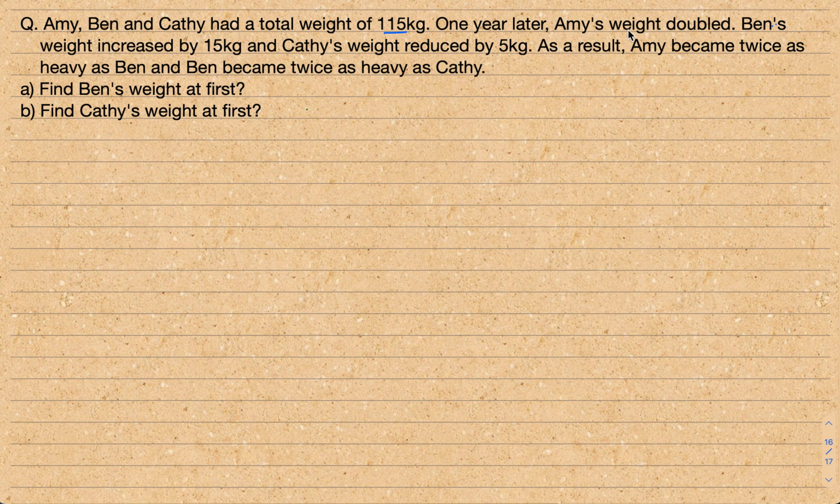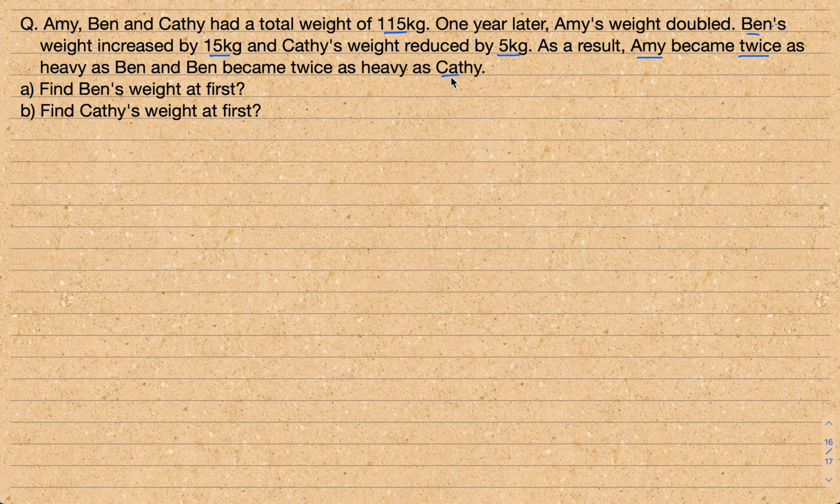So that means there is an increase in the weight of Emmy. She became double of her weight, and Ben's weight also increased by 15 kg. However, for Kathy, her weight reduced by 5 kg, and because of this, after 1 year, Emmy became twice as heavy as Ben. That means Emmy was weighing twice as much as Ben, and Ben was twice as much as Kathy.